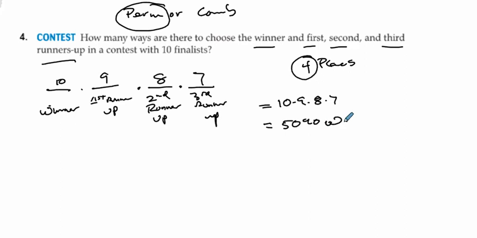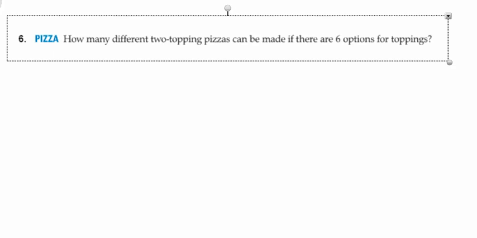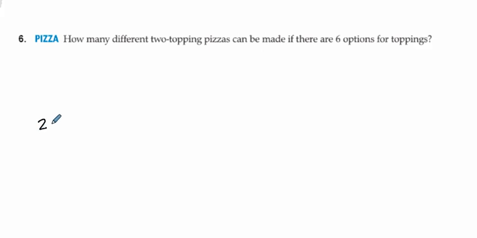5,040 ways. All right. Now, next one. All right. So number 6. Okay, number 6 says how many different 2-topping pizzas can be made if there's 6 options for toppings. So you're choosing 2 toppings out of 6, right?